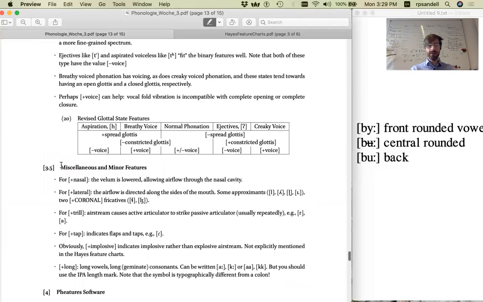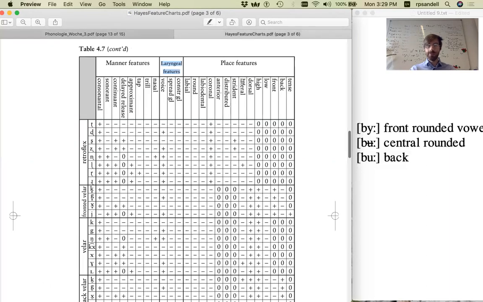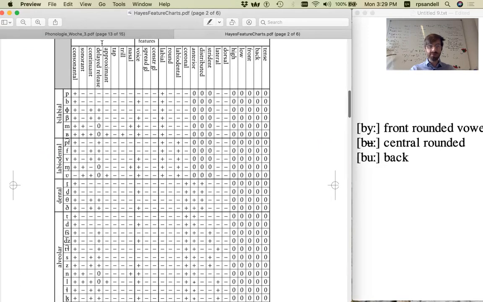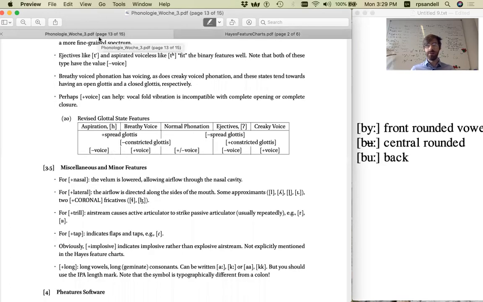Before we conclude today, I'll briefly mention a couple of other features. The feature nasal is pretty self-explanatory, it means that the velum is lowered, allowing air to pass through into the nasal cavity. Here's the feature lateral in the chart. It refers to L-like sounds. And what that feature means is that air can move along the sides of the tongue. In Latin, lateral means precisely side. And it mostly refers to a set of approximants.